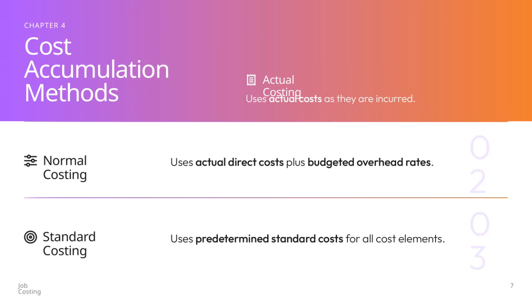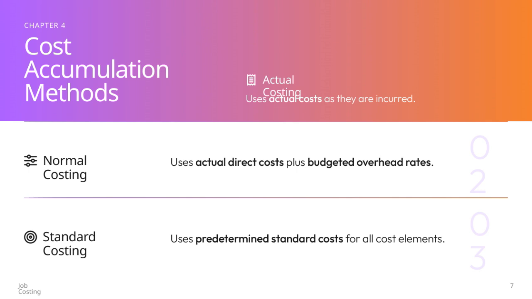Now, let's dive into the different cost accumulation methods. First, we have actual costing. This method records costs exactly as they happen, using the actual expenses incurred for all cost elements. It gives an accurate picture but can be complex to track in real time.